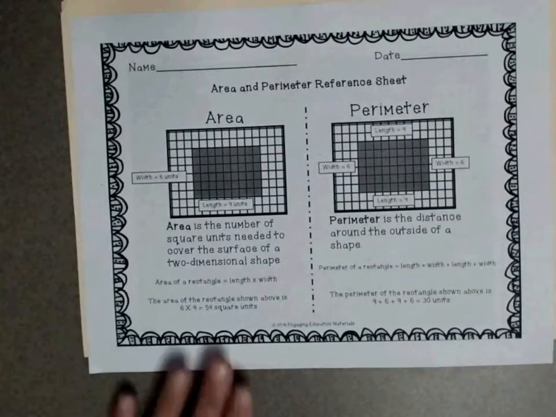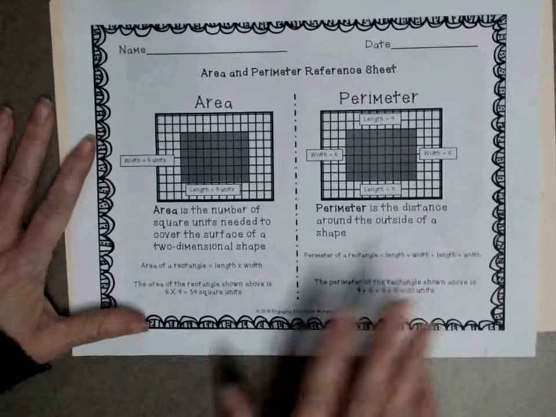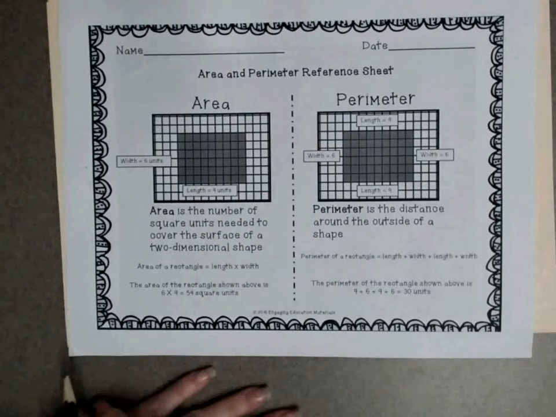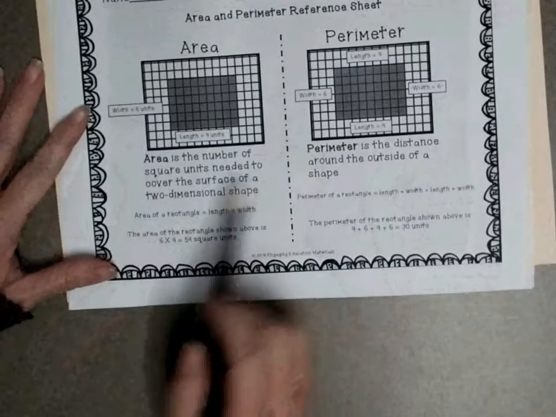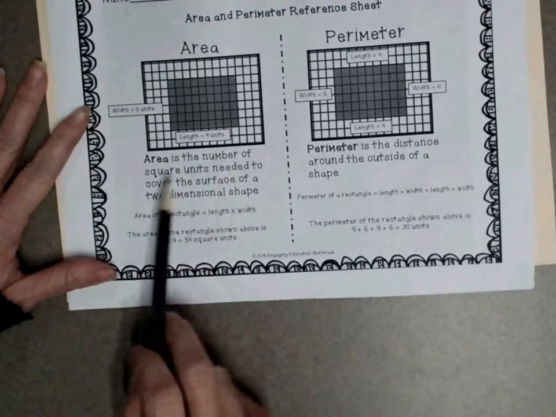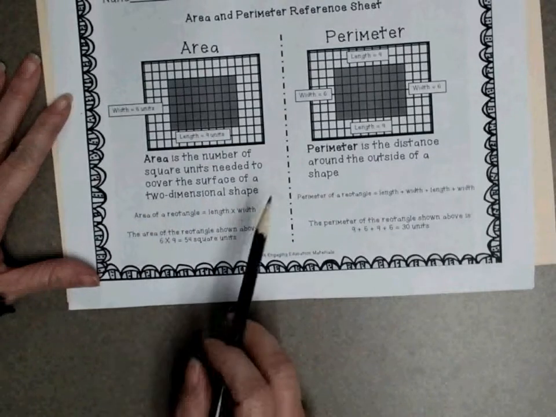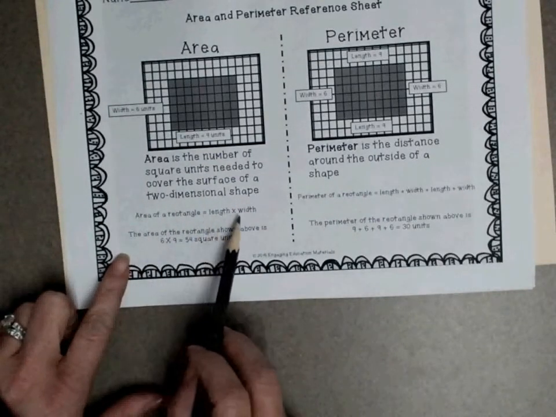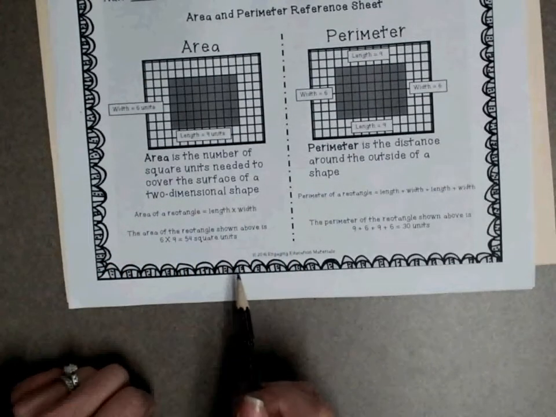So first, let's review our area and perimeter. So go ahead and get this sheet out. It should be next. Let's first start with the area. We see it says area is the number of square units needed to cover the surface of a 2-dimensional shape. Area of a rectangle equals length times width. The area of the rectangle shown above is 6 times 9 equals 54 square units.